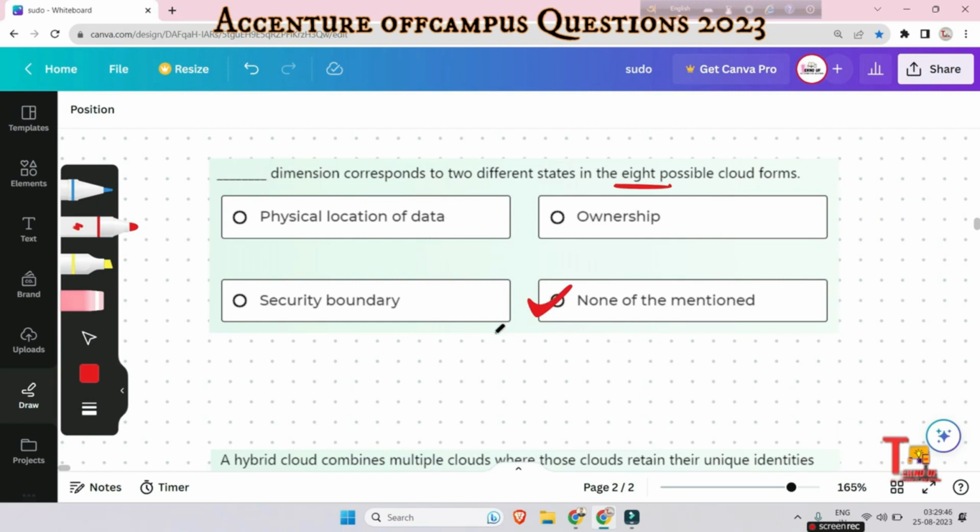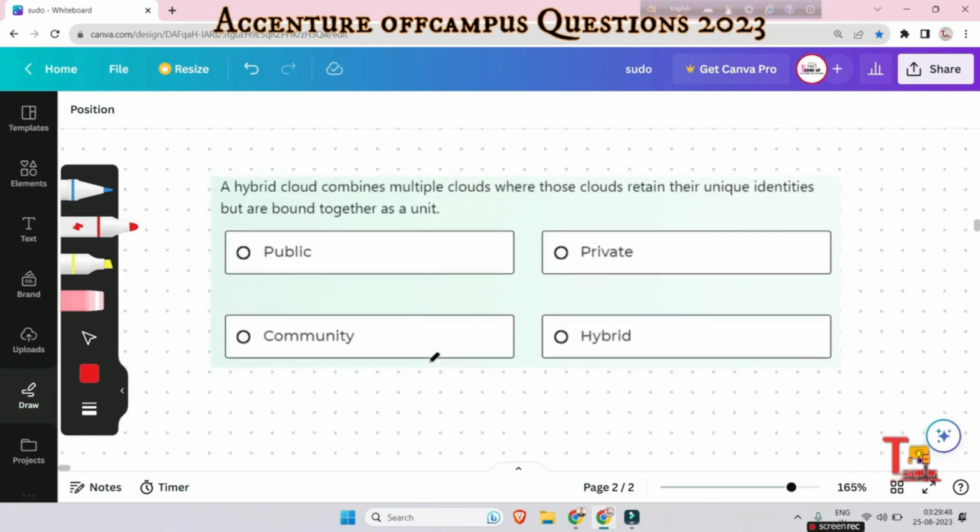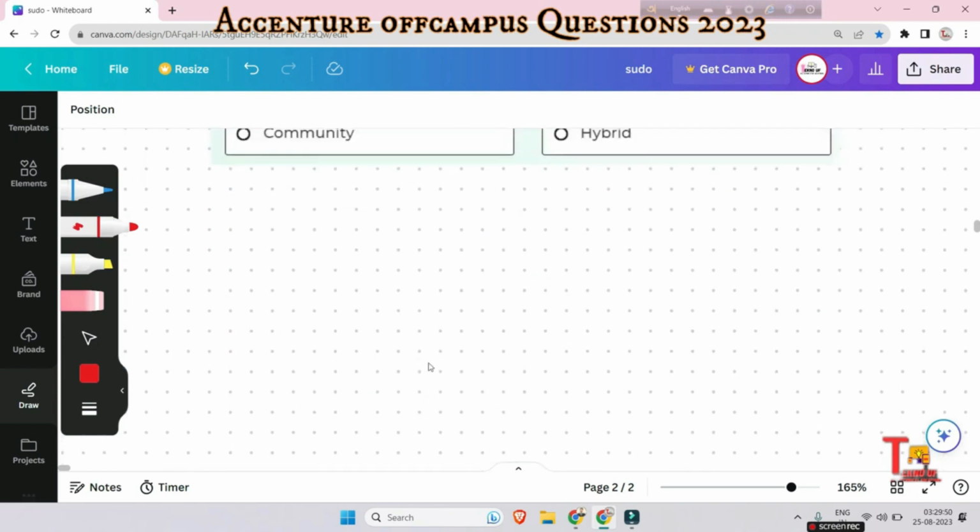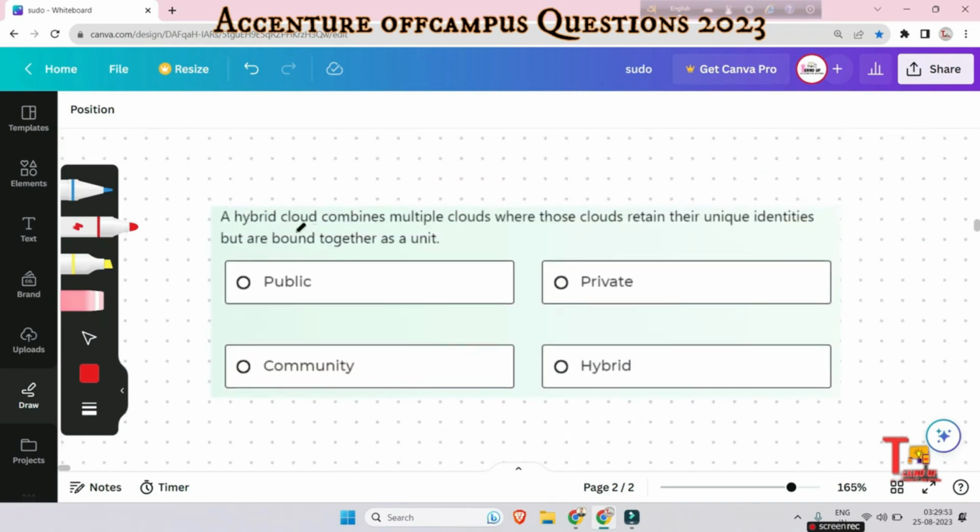Okay, the next question, or the last question: a hybrid cloud combines multiple clouds where those clouds retain their unique identities but are bound together as a unit. This was also solved in a previous video, so I am requesting you to please give me the answer in the comment section. If you can't solve it, then please watch the previous one. This is a quiz question for you. The link is in the description box of the previous video.